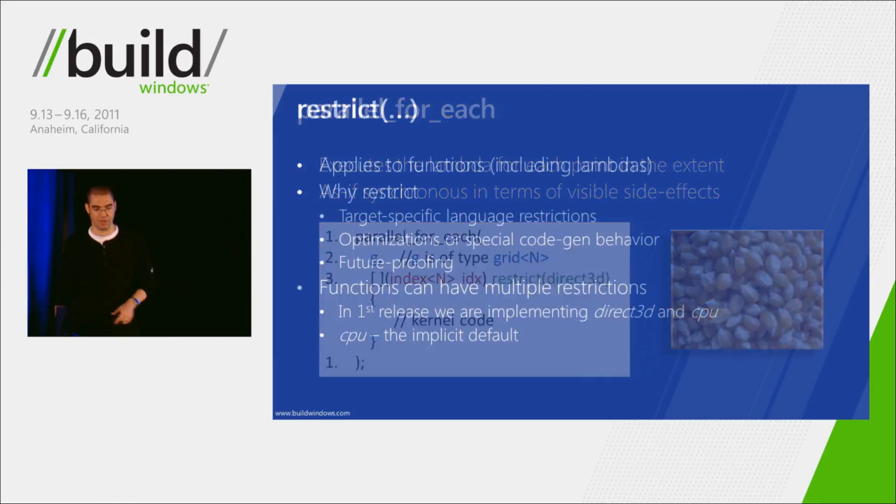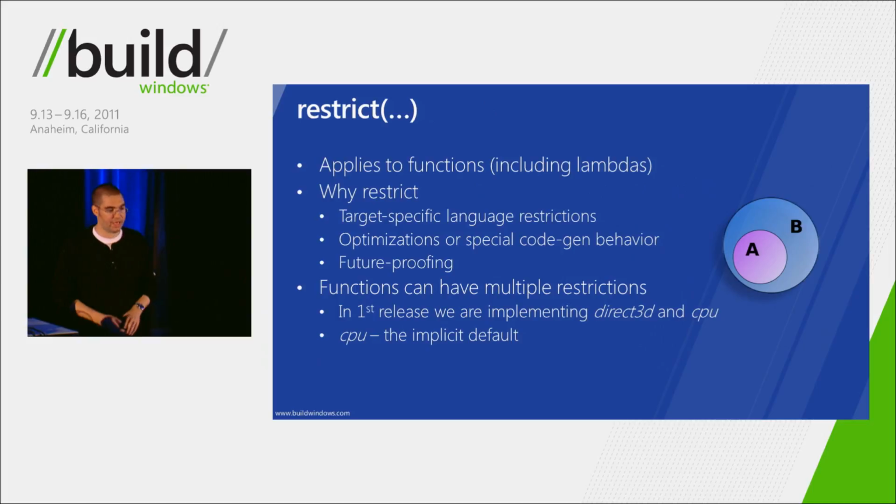So let me talk a bit more about this. The restrict part is the restrict modifier, and this is the language addition. This applies to functions, including lambdas. You can put that on the function or lambda to signify that you want the compiler to do something special about it. Check something or generate some extra code for it or whatever you like. So it's a generic feature. It's not tied to C++ AMP. However, in this first release, it is used only by C++ AMP and can only be used by C++ AMP.